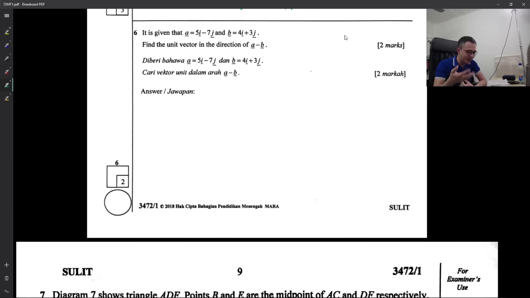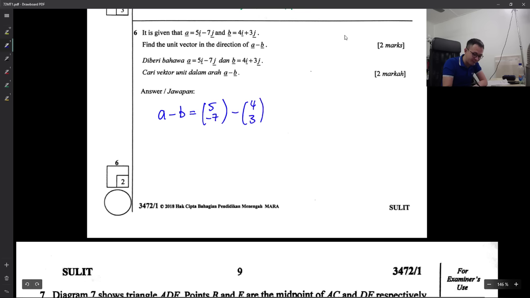It's given that A equals 5i minus 7j, B equals 4i plus 3j. Find the unit vector in the direction A minus B. Alright, so I want to do A minus B first, then I will do the unit vector of it. A minus B basically is A minus B. So I write in the column vector (5, -7) minus (4, 3). So I will get (1, -10).